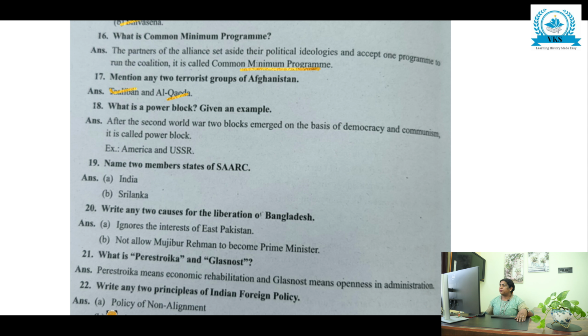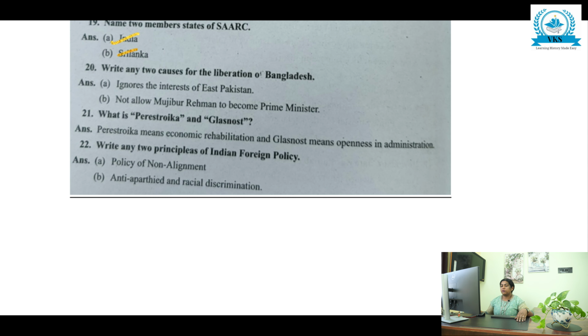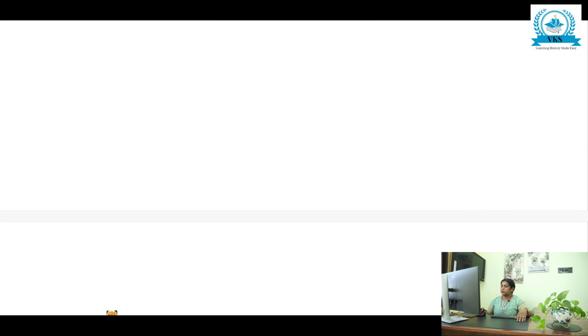Give example. After the Second World War, two blocs emerged on the basis of democracy and communism. It is called as power blocs. Example, America and USSR. Name any two member countries of SAARC, India and Sri Lanka. Write any two causes for the liberation of Bangladesh. Ignores the interest of East Pakistan, not allow Mujibur Rahman to become Prime Minister. What is perestroika and glasnost? Perestroika means economic rehabilitation and glasnost means openness. Write any two principles of Indian foreign policy, policy of non-alignment, anti-apartheid and racial discrimination.